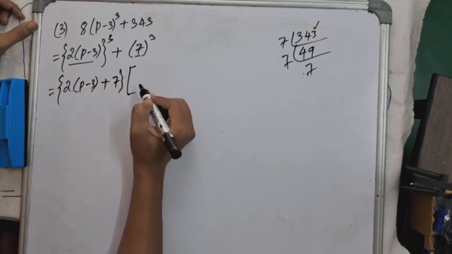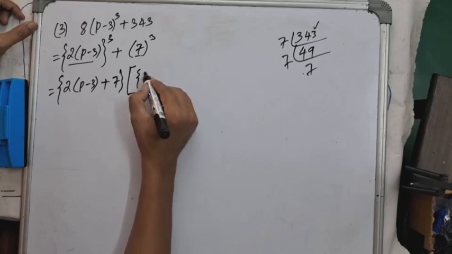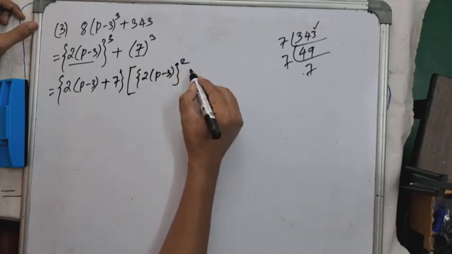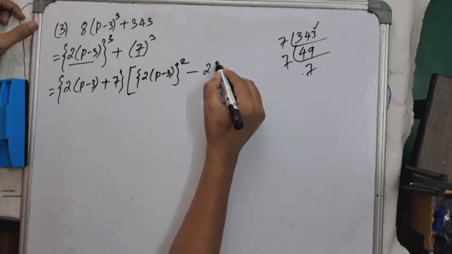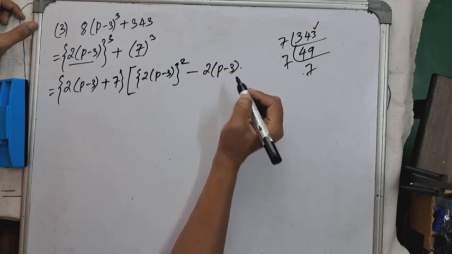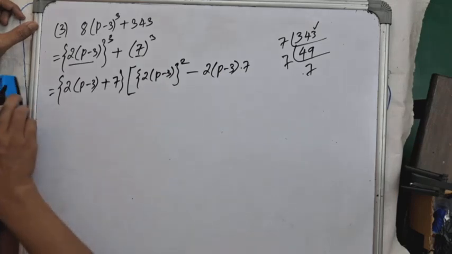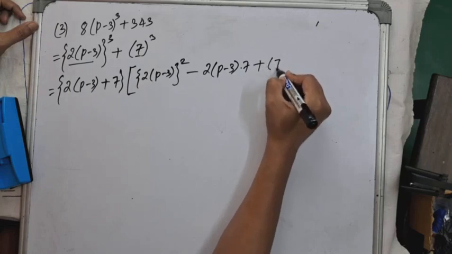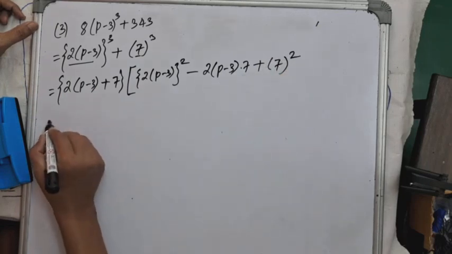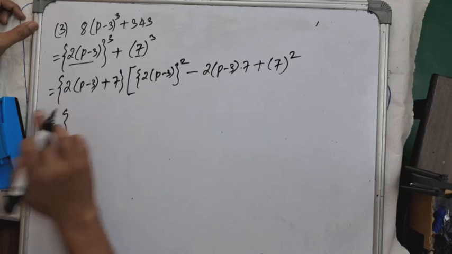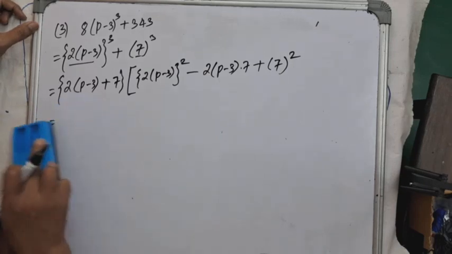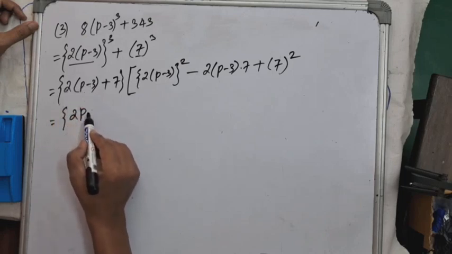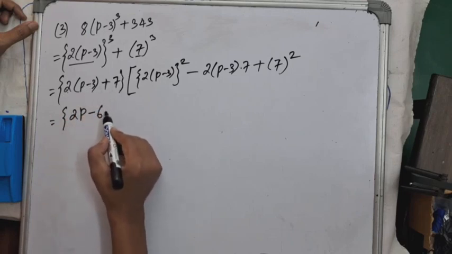into a square, a is 2p minus 3, a squared minus ab, minus a is 2p minus 3, this is a, b is 7, ab plus b squared, isn't it? Plus b, b is 7, b squared, okay. So this is 2 into p is 2p, plus into minus is minus, 2 3s are 6, this is plus 7.